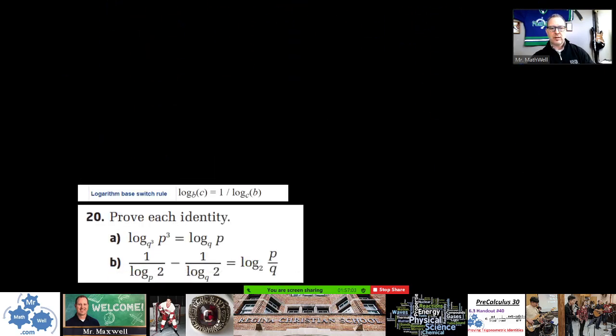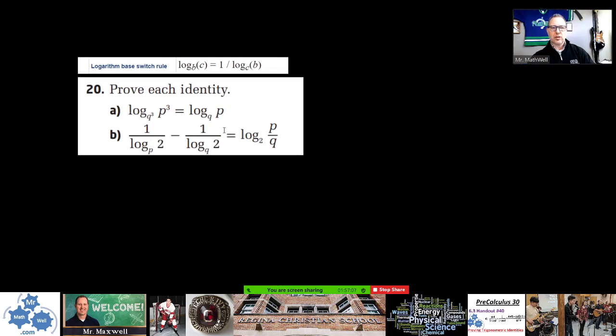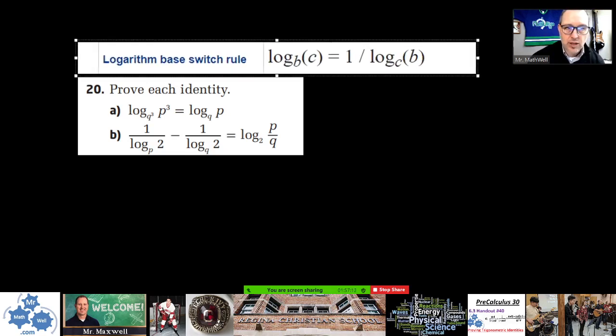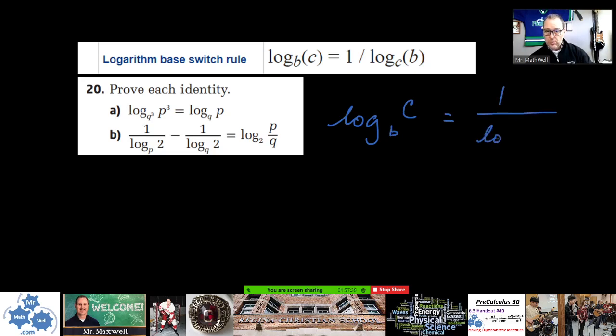For this question here, I actually won't do this one in this video, but I want to highlight this logarithm base switch rule. This is not in your textbook. I found this online, but it'll be helpful for question number 20, especially. If you have, let's say, log of c base b, I'll write this a little differently: 1 over log of b base c. So in order to switch these around, if you write it as a reciprocal, you can switch them around. See that? So c base b or b base c. So that one works, for sure.